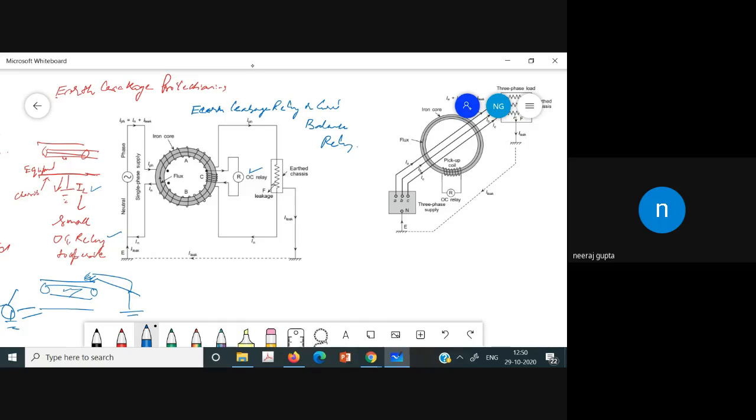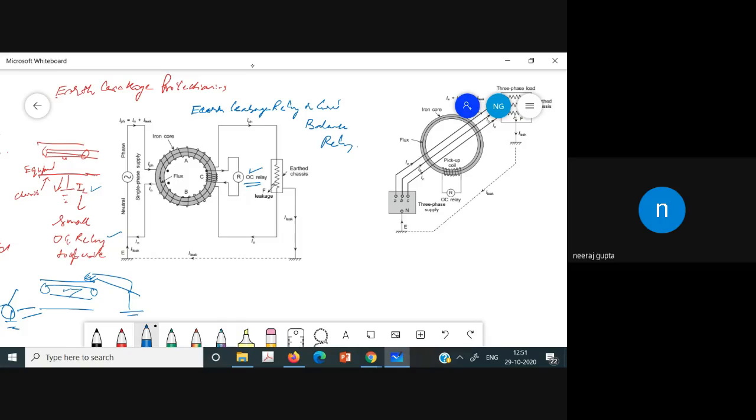Under the normal condition, the phase and neutral wires will carry equal current, and there is no imbalance of the magnetomotive force acting on this toroidal core. Now, the flux linked with the pickup coil is therefore zero, and no voltage is induced in it. As a result, the overcurrent relay is not tripped.